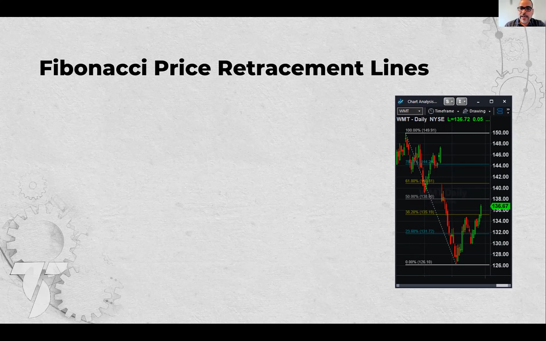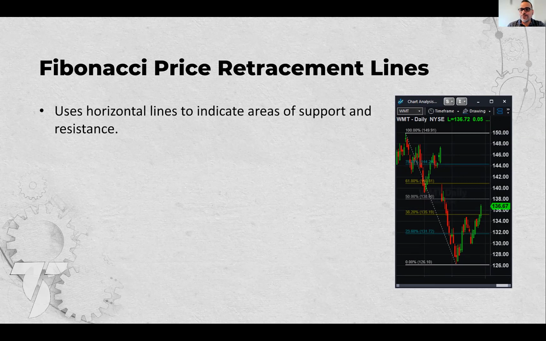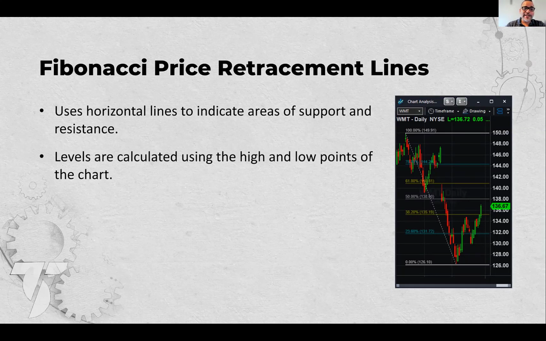They use horizontal lines to indicate areas of support and resistance. And if you don't believe this, just draw the Fibonacci retracement lines on some charts, and you're going to be amazed at how the price activity sometimes balances beautifully out of some of these price levels. Levels are calculated using the high and low points of the chart.